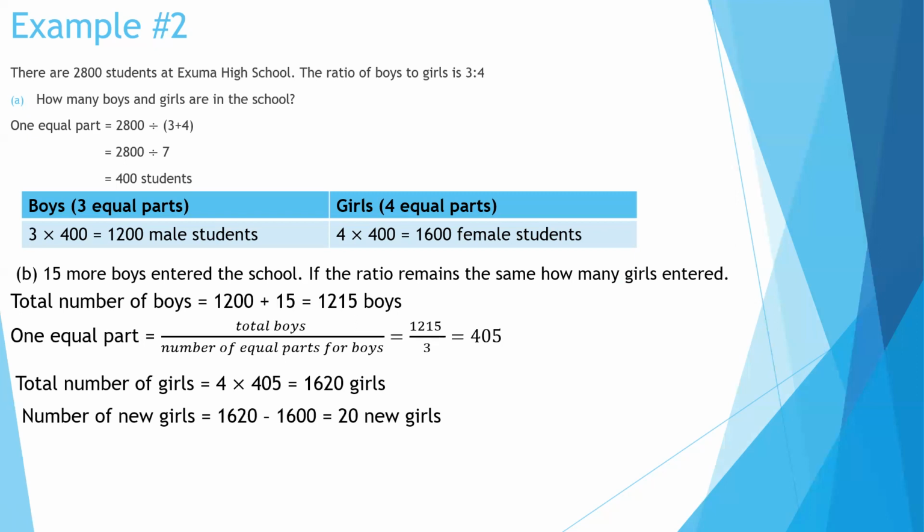I'll show you. Wait, which 400? So this 400 is to find how many boys? Yes, you multiply it by 3 because the ratio of boys to girls is 3 to 4. So the boys have 3 equal parts. Very good. And then we multiply by 4 because the girls have 4 equal parts. Very good. And so we know that 15 are added. So we had to figure out what 1 equal part was, and once we figured that out, we were able to find the total number of new girls, and then subsequently, by subtracting, the total number of new girls.